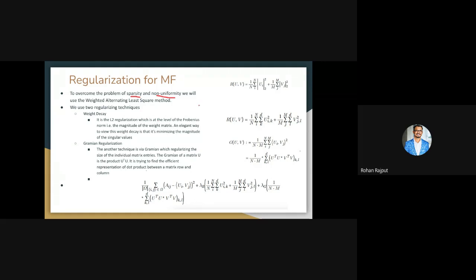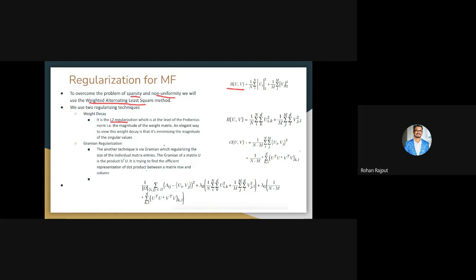Let me show you how to do this one. Suppose we want to regularize u and v. To start this process, we'll use something called the weighted alternating least squares method, or WALS. This helps us implement these two regularization techniques. First, we'll use the L2 regularization technique.